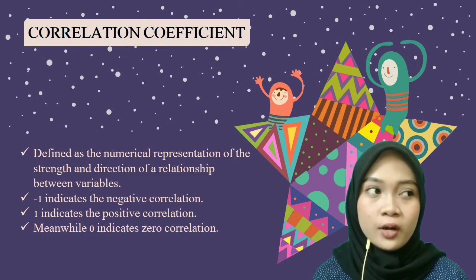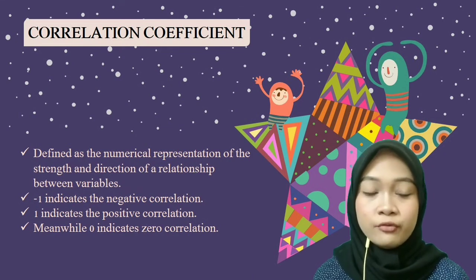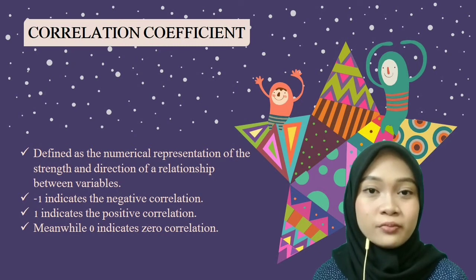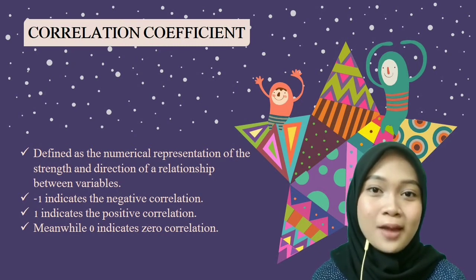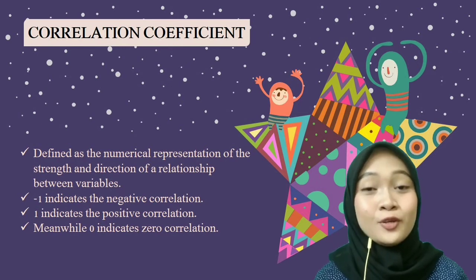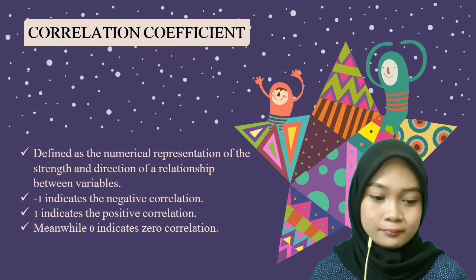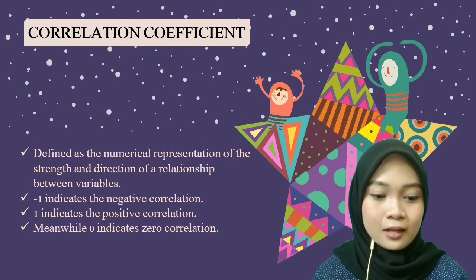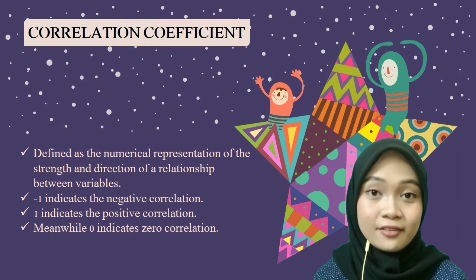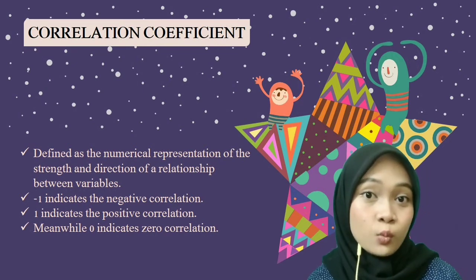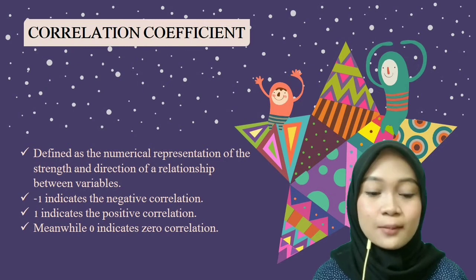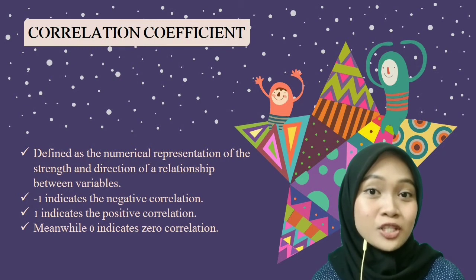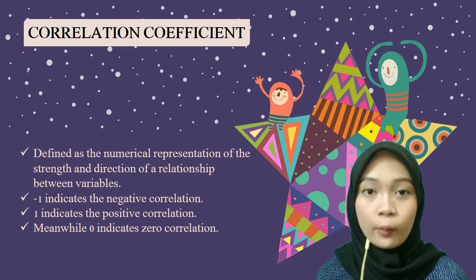So if you conduct a correlational research and you find that the correlation coefficient of your research is -2, it indicates that you may make some errors in your measurement. And what do -1 and +1 mean? -1 indicates the negative correlation. +1, on the other hand, indicates positive correlation. Meanwhile, 0, as I mentioned before, indicates zero correlation.